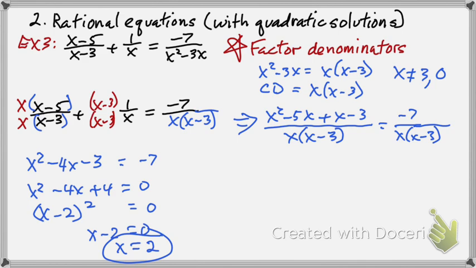So I solve, it's just basic algebra 1 at that point, and notice I get x minus 2 squared, because the line above it, x squared minus 4x plus 4, is a perfect square trinomial. I solve and I get x equals 2, which is an okay value because it's not 3 or 0. Here's another one similar.